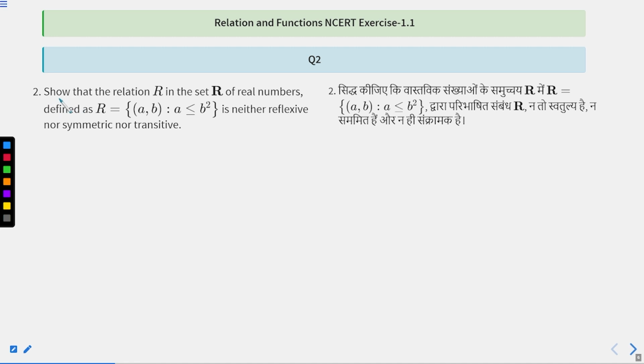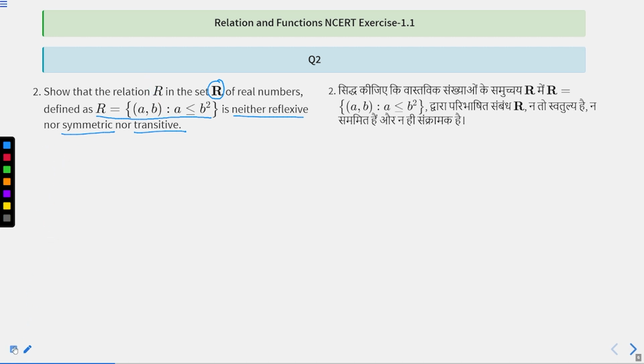So show that the relation R in the set of real numbers is defined as follows. So we defined our relation in this way, and what we need to show here is that it is neither reflexive, nor symmetric, nor transitive.